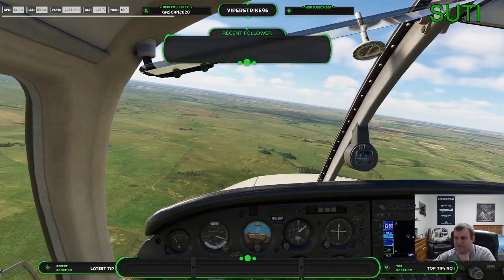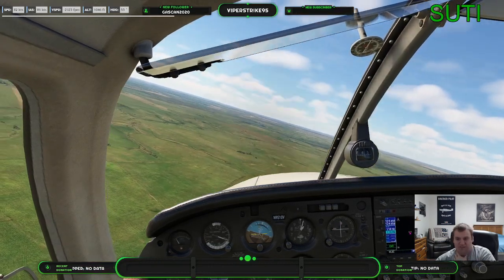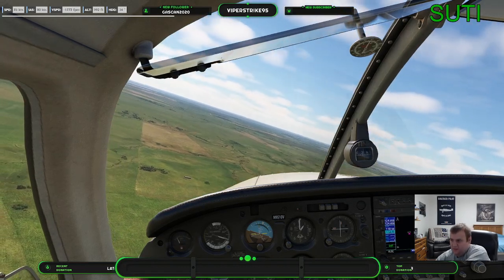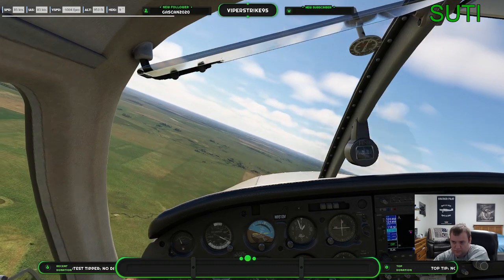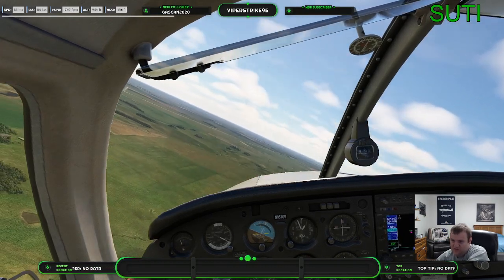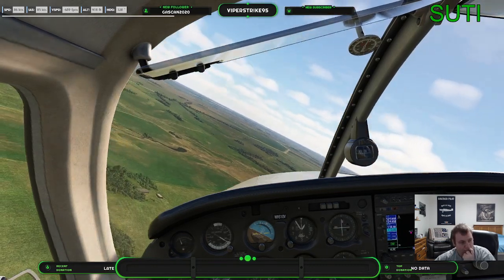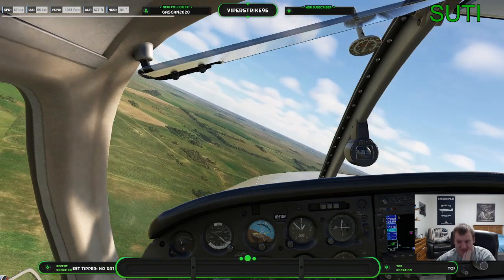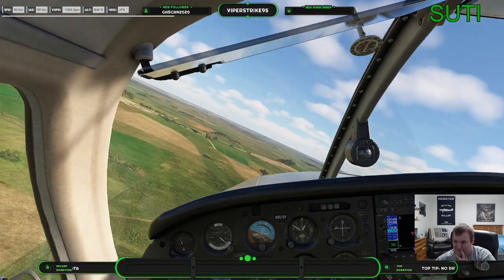I am flying the Just Flight Piper Warrior today. Haven't taken her out of the hangar in quite some time. Actually, I think we're going to land at 2 forward this time. Just descend slowly. We're going to be heading to Isla Martin Island.